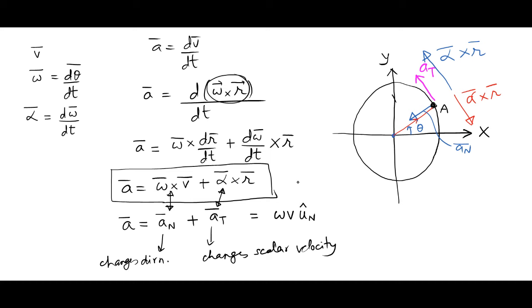that is in the radially inwards direction, plus, now before I go to the second term, just something about this omega and v. Omega and v, you could say that they are the absolute values or the magnitudes of omega bar and v bar.